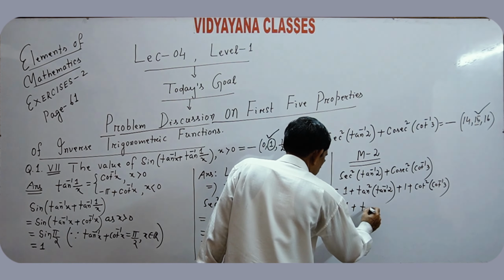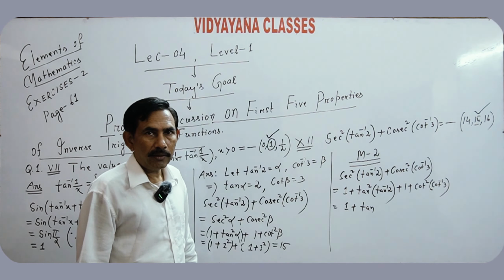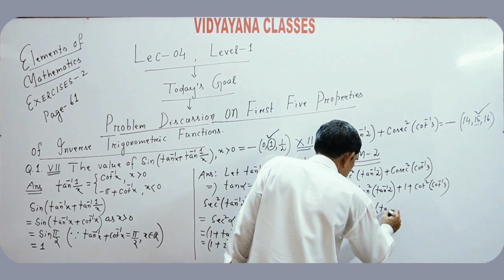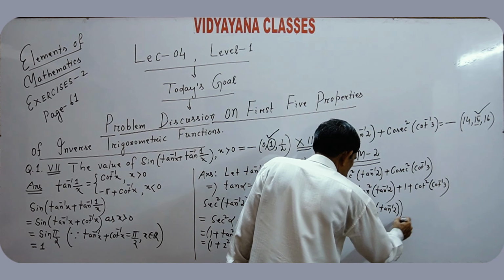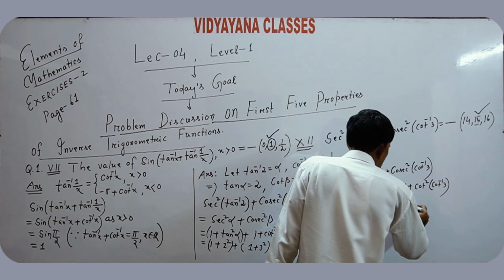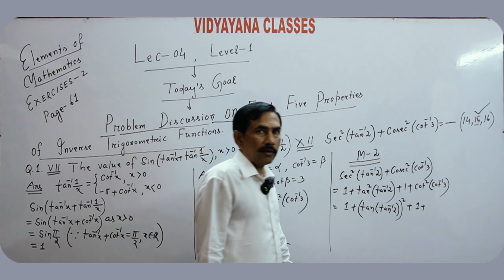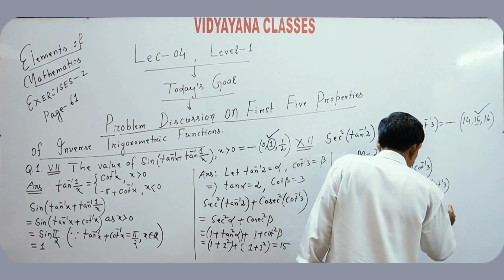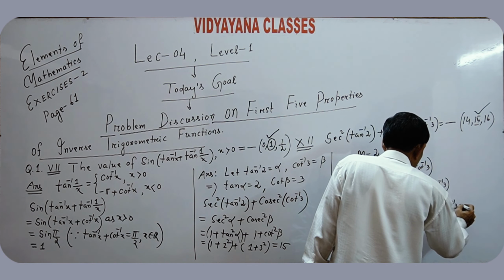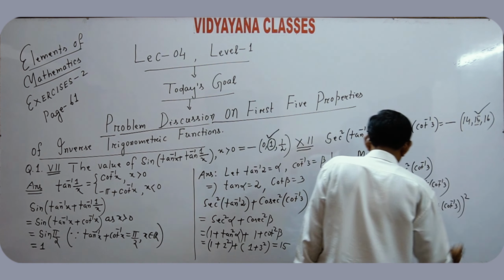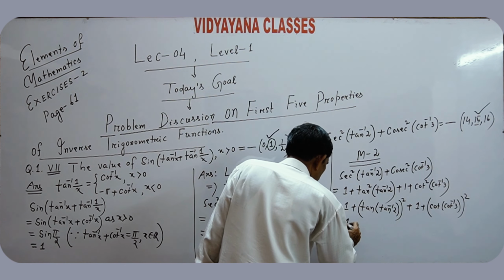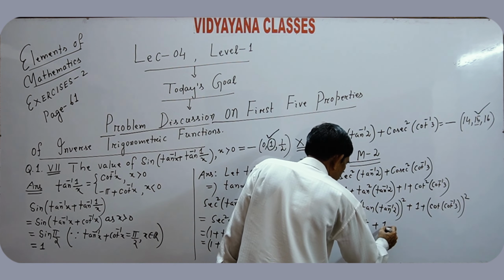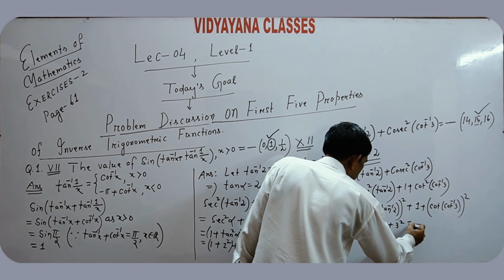1 plus tan square theta is the same as the whole square of tan theta. So it is written as 1 plus tan inverse 2 whole square, plus 1 plus cot square beta, which is the same as the square of cot beta, that is cot inverse 3 whole square, which is the same as 1 plus 2 square plus 1 plus 3 square, equal to 15.